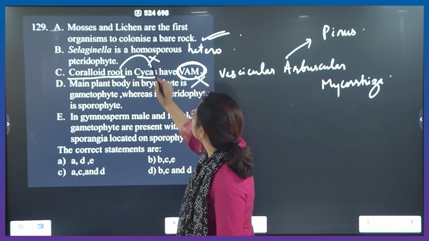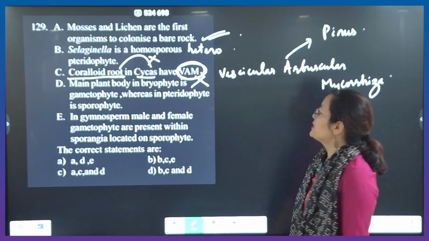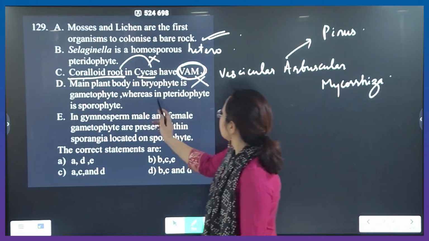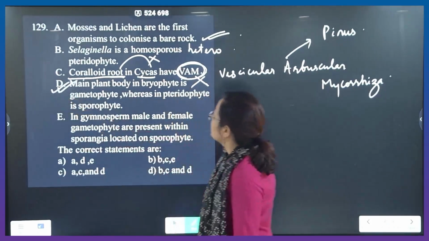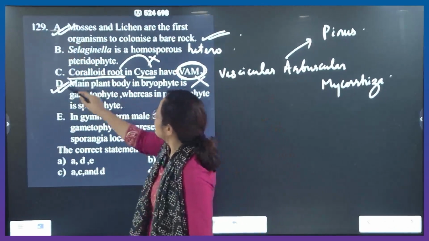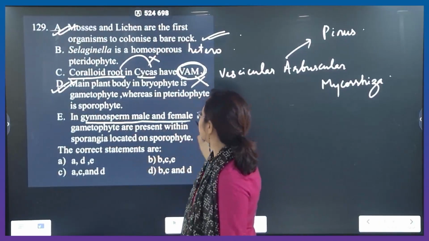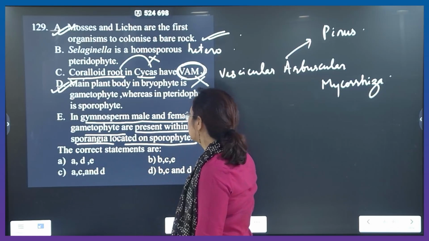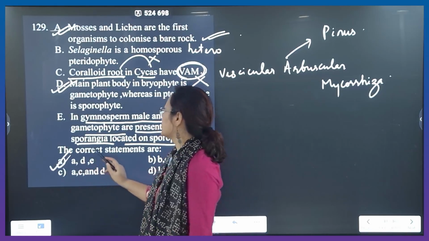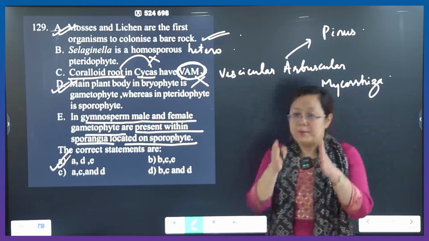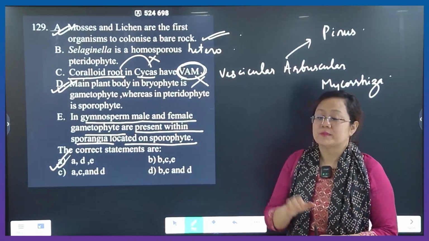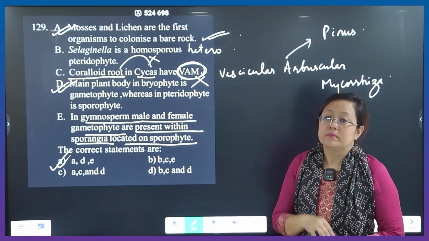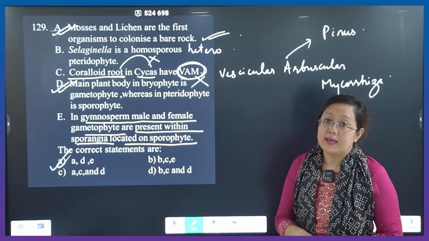Main plant body in bryophyte is gametophyte, whereas in pteridophyte it is sporophyte. This is correct. Means A is correct, D is correct. In gymnosperm, male and female gametophyte are present within sporangia located on sporophyte. This is also correct. In gymnosperms, the main plant body will be sporophyte, and it will have a cone, and inside the cone, microsporangia and megasporangia.